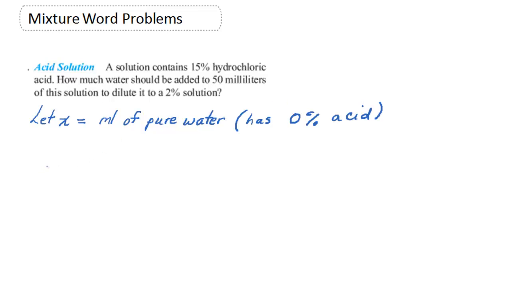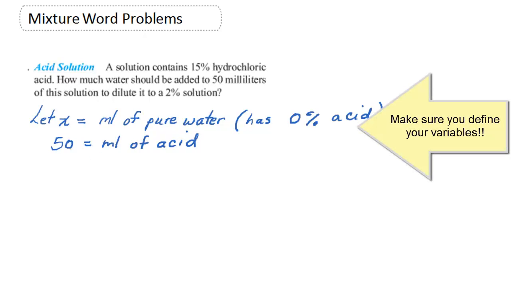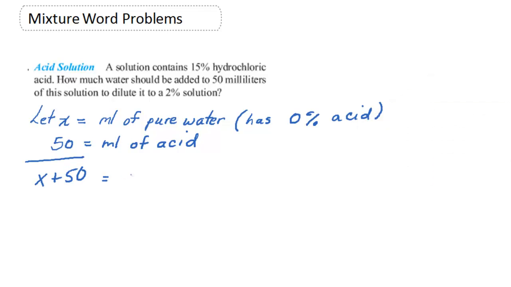And as you know, pure water has no acid in it, so you want to keep track of the percentages that we're going to add to the solution. Now we know that we start out with 50 milliliters of the 15% acid solution. And we're going to add X milliliters plus 50 milliliters of the first solution to get X plus 50 in the resulting solution.